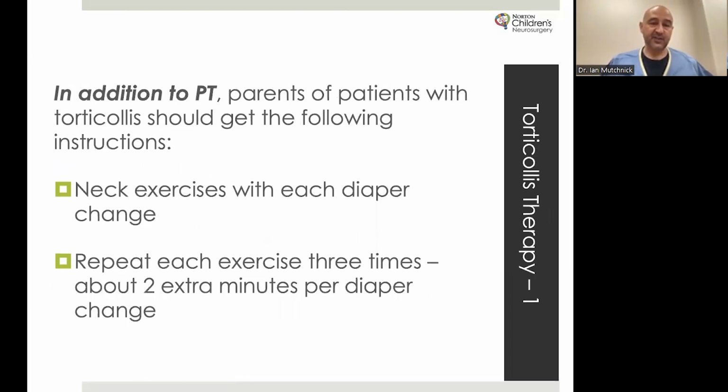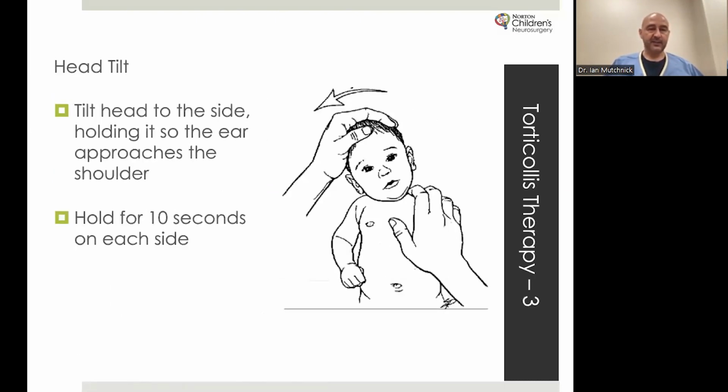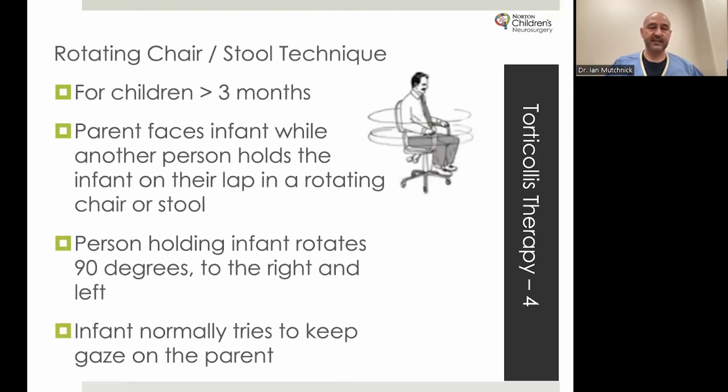If the patient has torticollis, they should absolutely get PT, and there should be some neck exercises with each diaper change. Repeat each exercise about 3 times, which adds about 2 minutes extra per diaper change. You can do head rotations, literally holding the patient's head to the contralateral side and holding for 10 seconds on each side. You can do the head tilt, same thing. Instead of rotating the head, you're tilting the ear towards the shoulder on the side that needs to be stretched, and hold for 10 seconds.